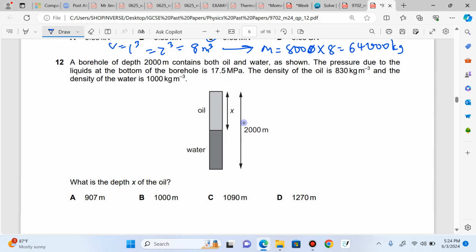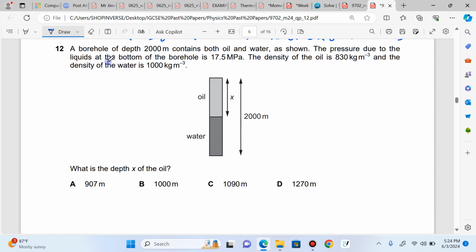Now to question number 12. A borehole of depth 2,000 meters contains both oil and water as shown. The depth is 2,000 meters. The pressure due to the liquids at the bottom of the borehole is 17.5 megapascal. So the pressure down here is 17.5 megapascal. The density of the oil is 830 kilogram per meter cube. The density of water is 1,000 kilogram per meter cube. What is the depth X of the oil?